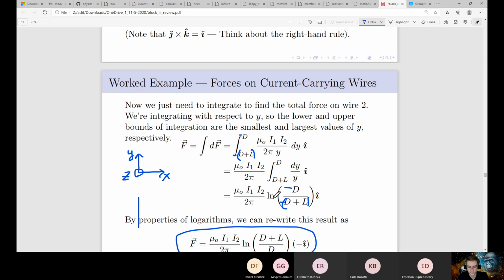The reason why I have d plus L on the bottom as my lower bound and d at the top is because d plus L, or what it should be as negative d plus L, is a smaller value, so it's my lower bound. It's the smaller y value. I don't know how coherent that was or if that made any sense. Yeah, it's all good. Okay, thank you.